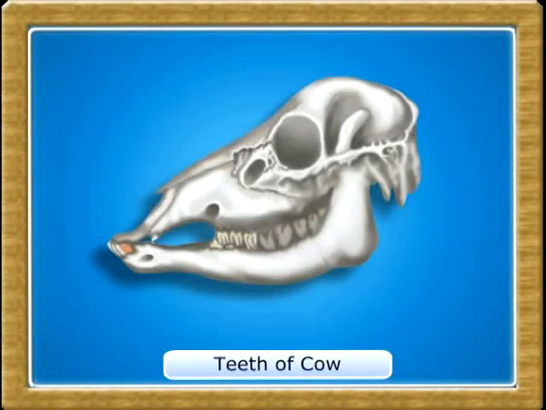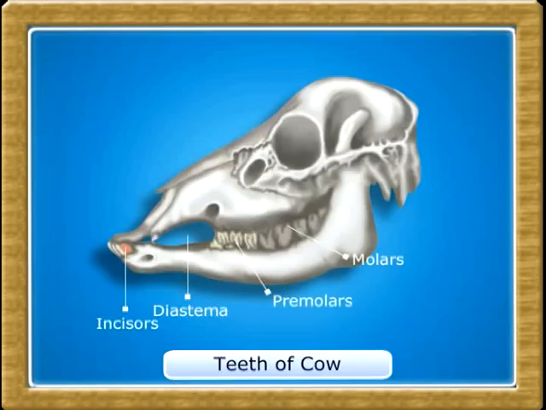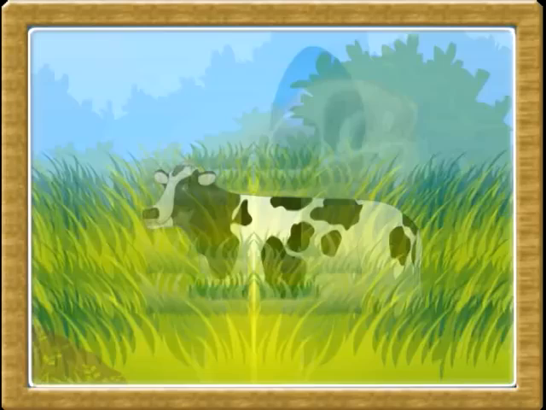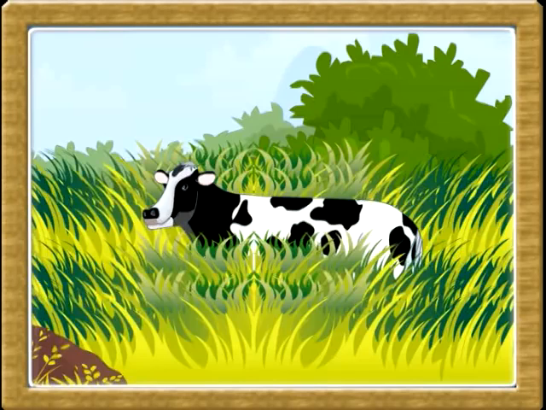The teeth of these animals are also modified. They have no canines. The incisors are well developed and the molars and premolars are flat. These teeth are very useful in mastication or chewing of food.